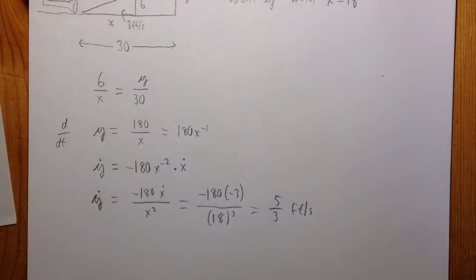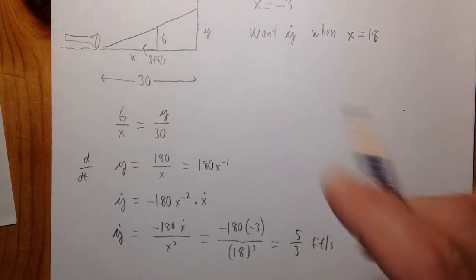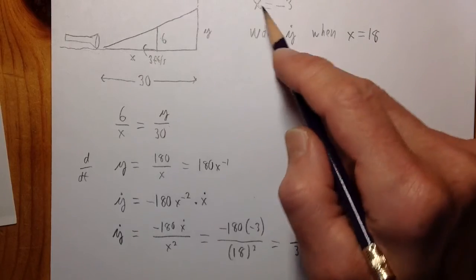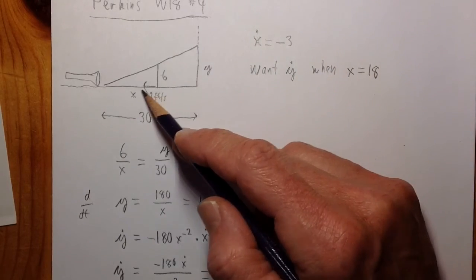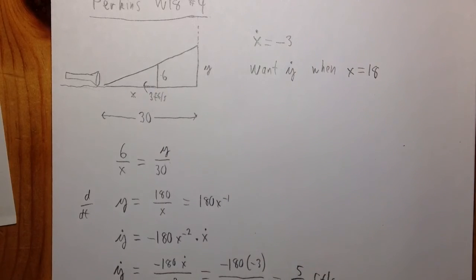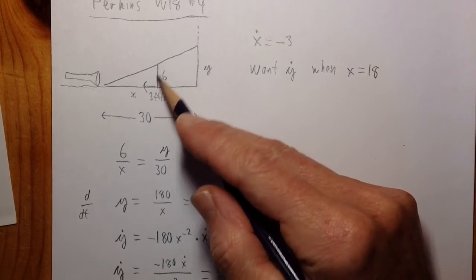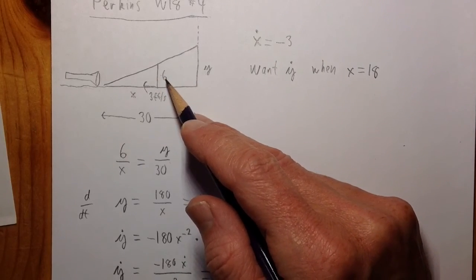So that is the end of the problem. Not too bad. The tricky part is just really understanding what's going on, making sure things are negative. They're supposed to be negative, like x dot, because it's getting smaller. If a quantity is getting smaller, it's got to be negative. And then using some way to relate it. In this case, we relate it with similar triangles.